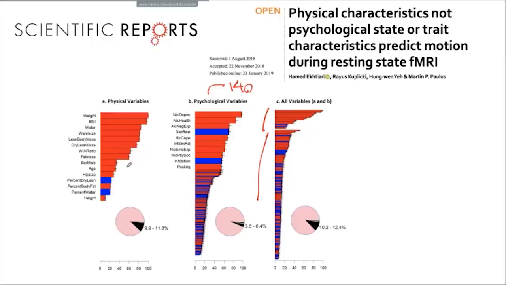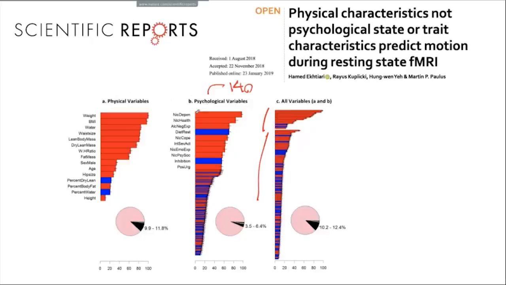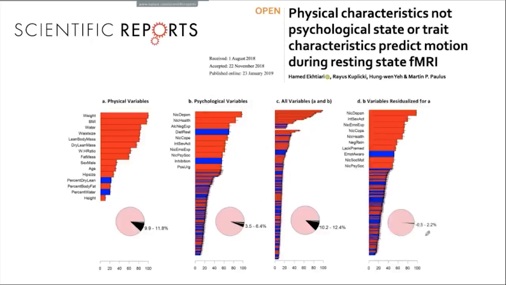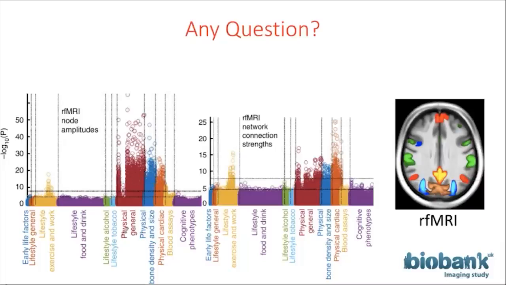So we realized that technically, whatever we have in psychological variables in terms of predicting motion was shared with physical variables. So we removed the effect of physical variables from psychological variables. And we realized that if we remove those factors, we can explain only something like 1% of the variance with psychological variables. So eventually we realized that physical variables are critically important in terms of the level of motion inside the scanner. And when you go back and see the results that we saw before, you might start to think that these high levels of correlation could be related to motion that is related to physical characteristics of these people.